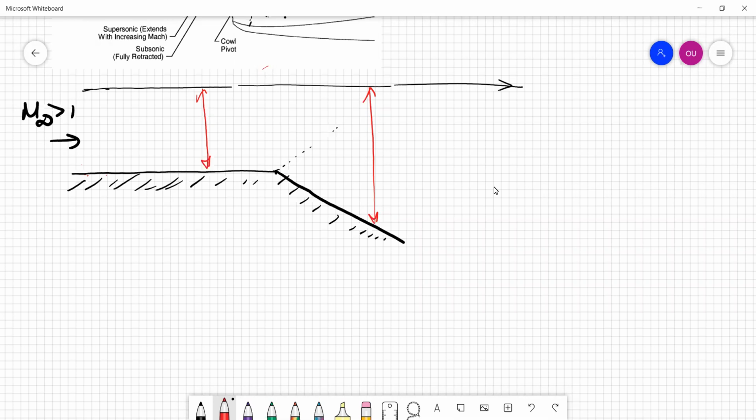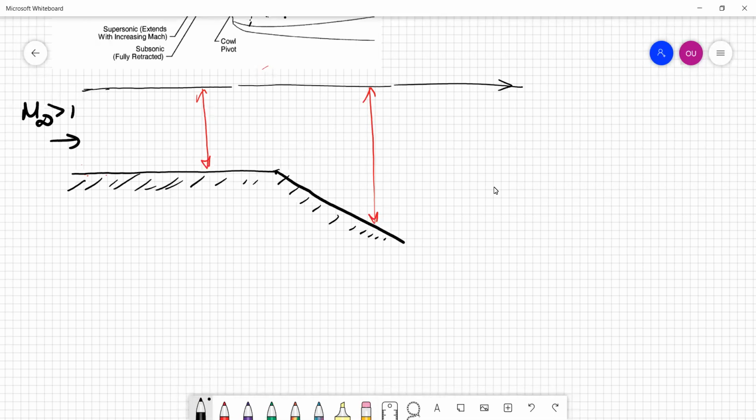But in this case, the flow experiences a sudden increase in area. Then we say there is actually expansion happening. Expansion of what? Expansion of this supersonic airstream, okay? So this kind of flow field does not generate what we call a shock wave.